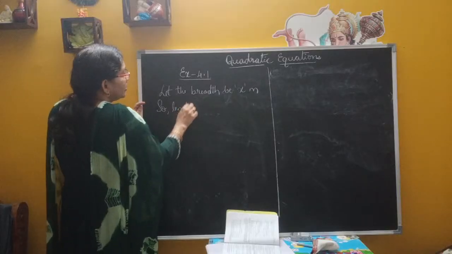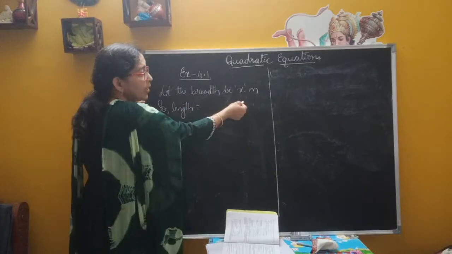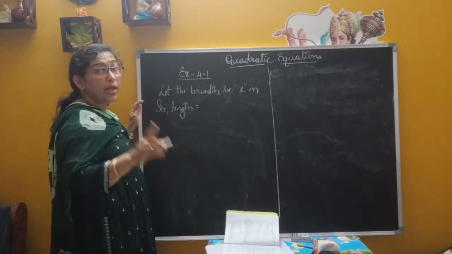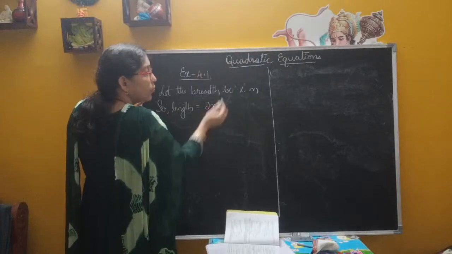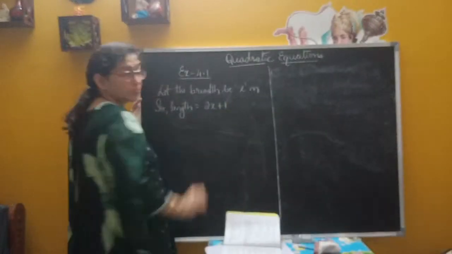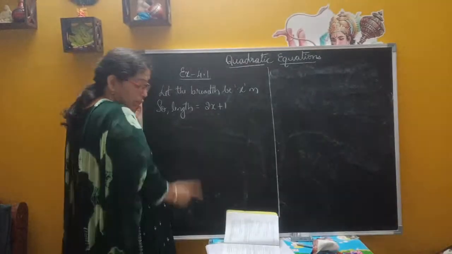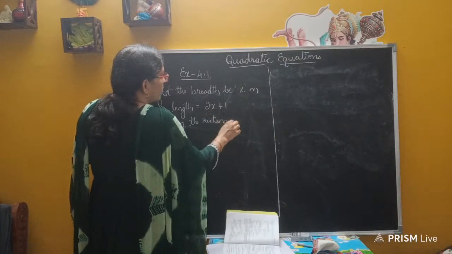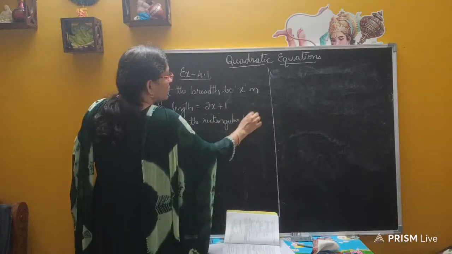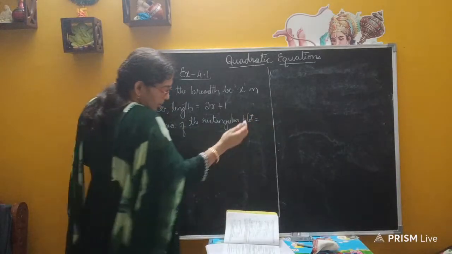So what do you write for length now? Length is twice the breadth plus 1, that is, 1 more than twice the breadth. Twice the breadth is 2 times breadth, so it is 2x. 1 more than that, so plus 1. So this is length. And what is the area? Area is 528. The area of the rectangular plot is 528 meters square.